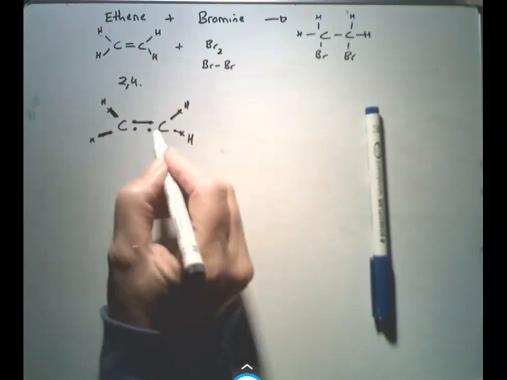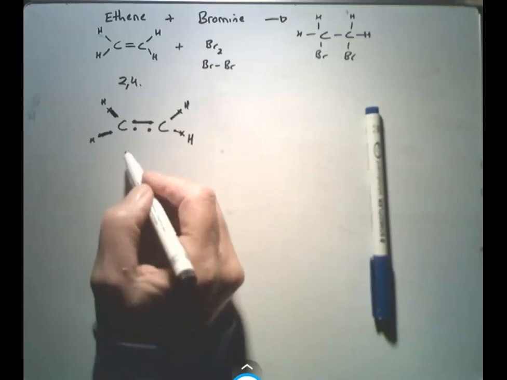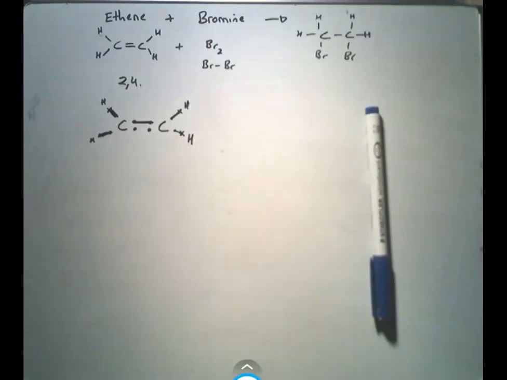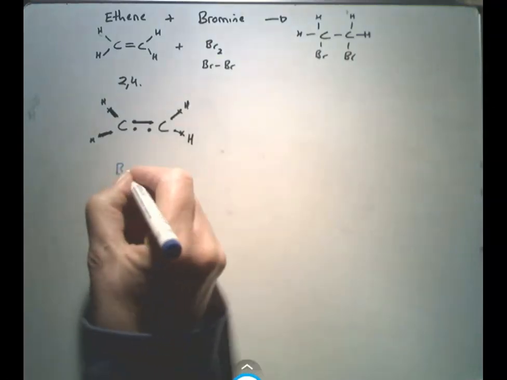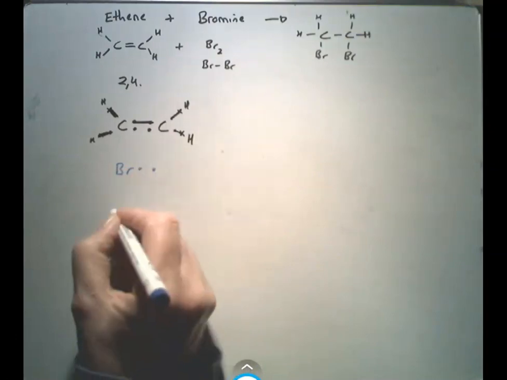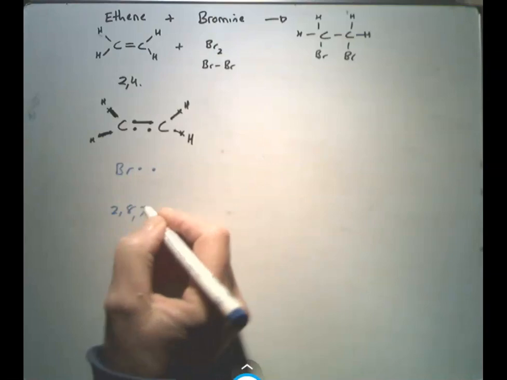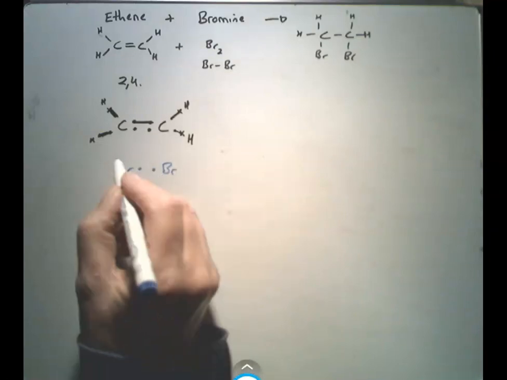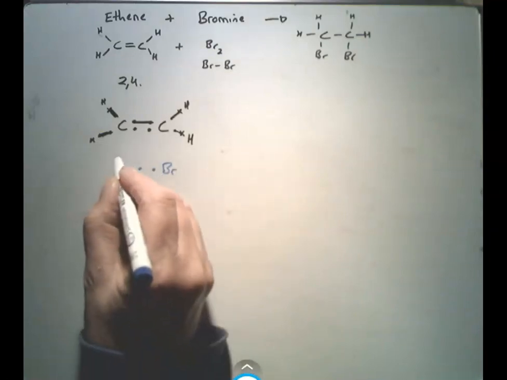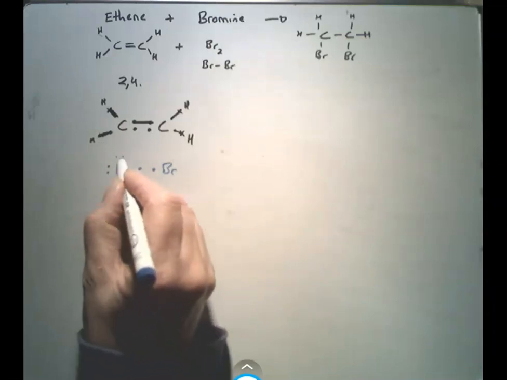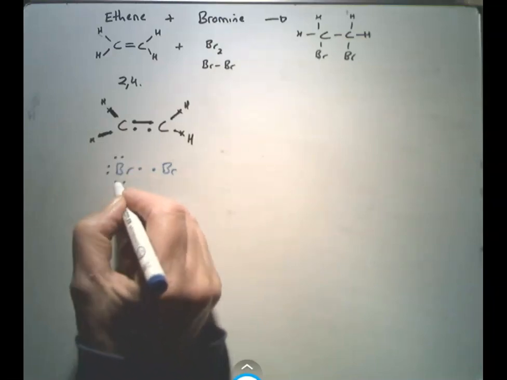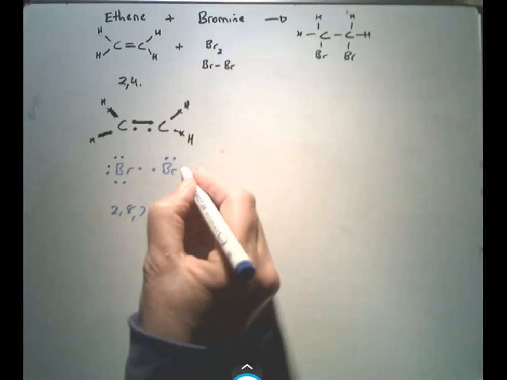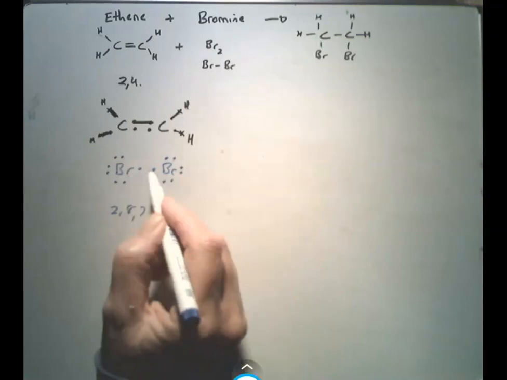So if I show this bond and keep it connected, the other bond breaks. So we'll draw our bromine down here. Bromine, it's 2, 8 and 7. It's 1 extra electron. So it's got 6 electrons in pairs, lone pairs, and then the 7th electron is being shared with this other bromine to form another bond to make 8.